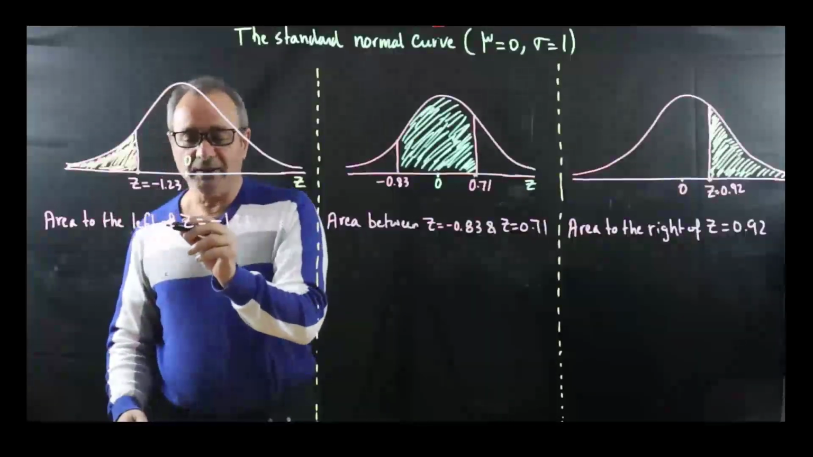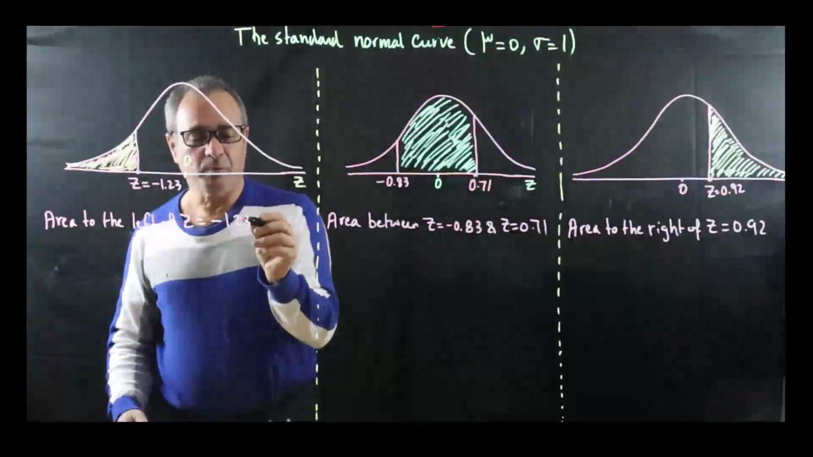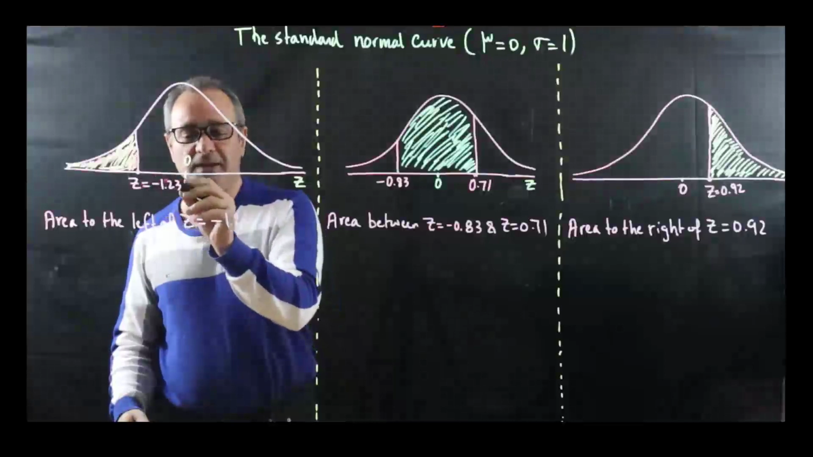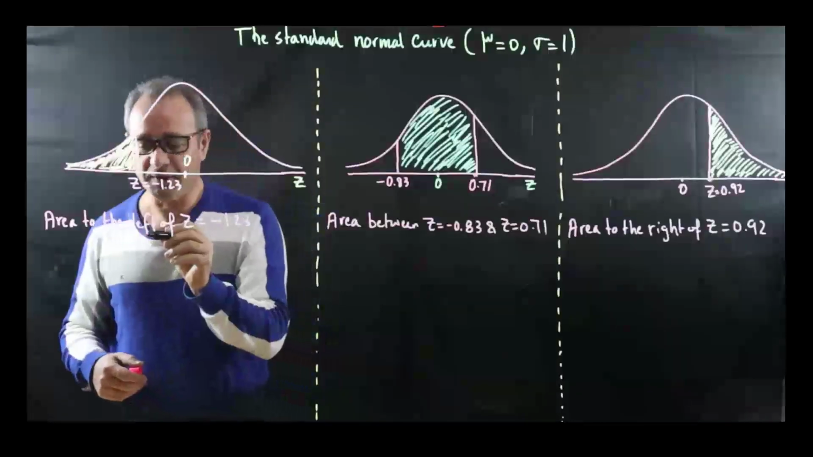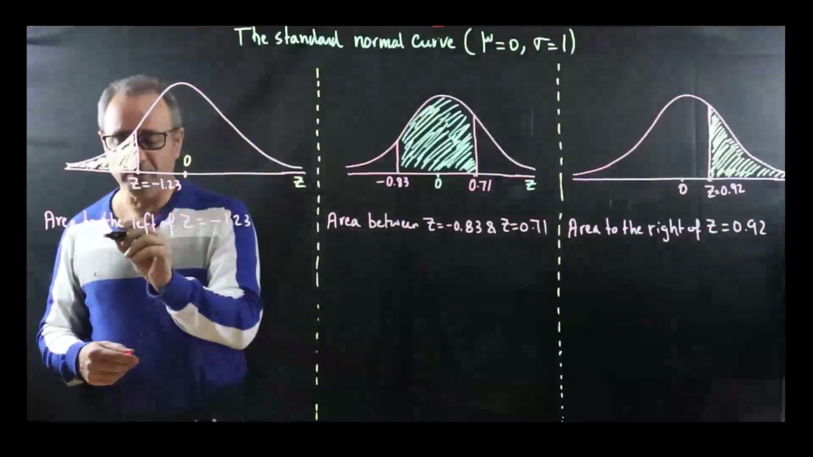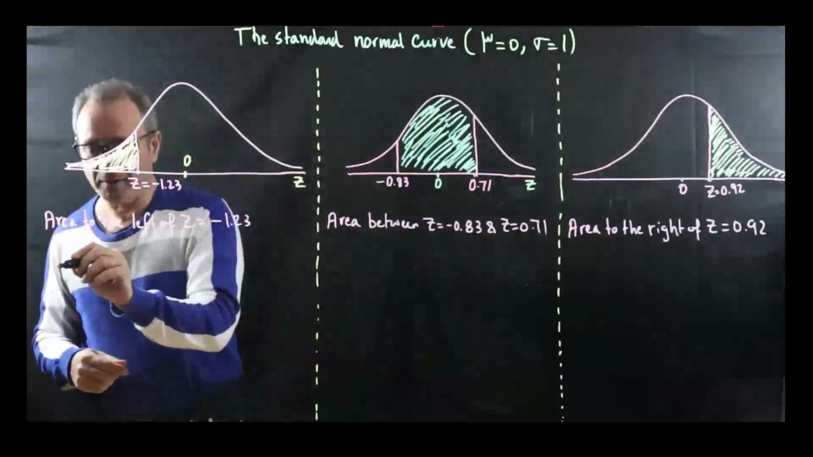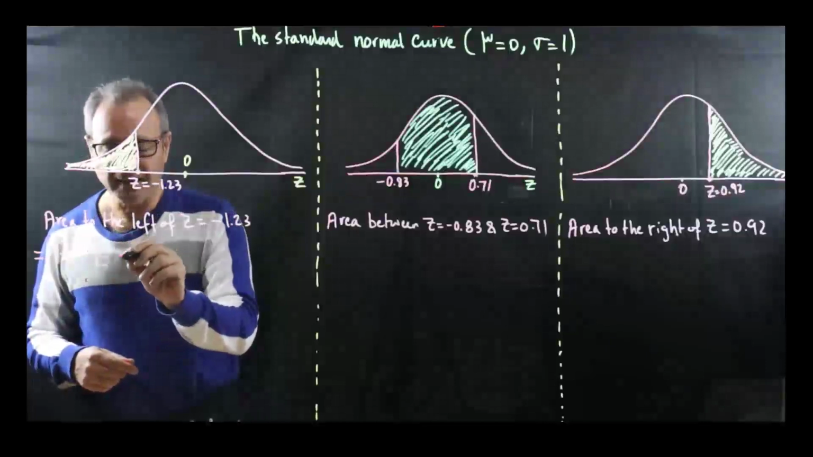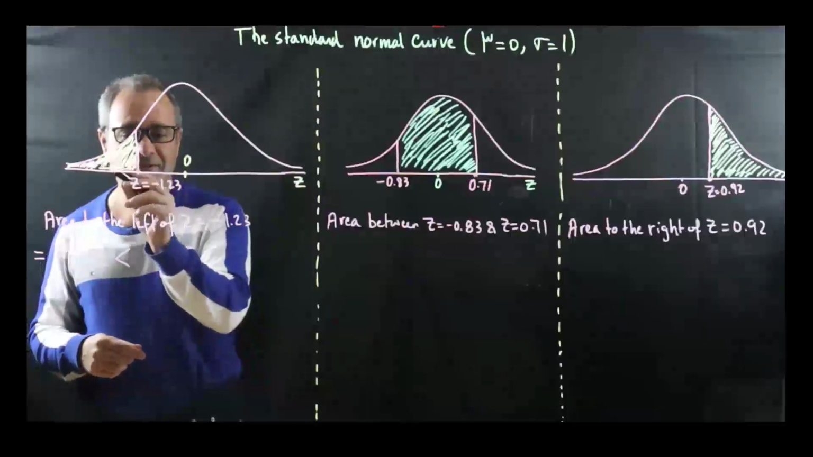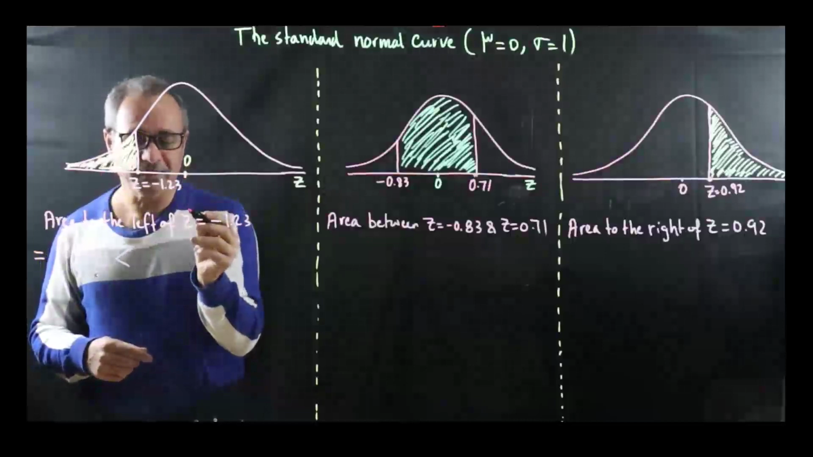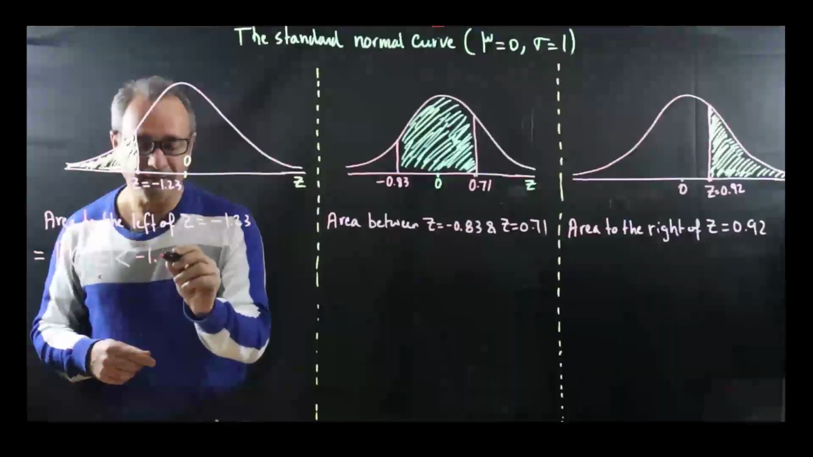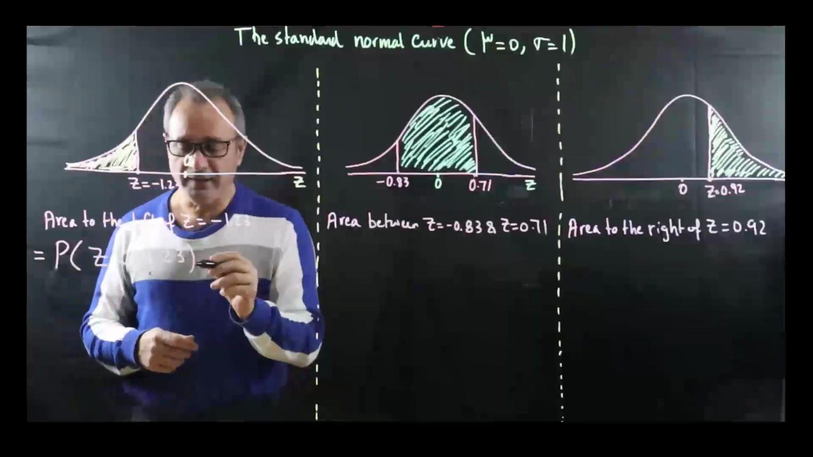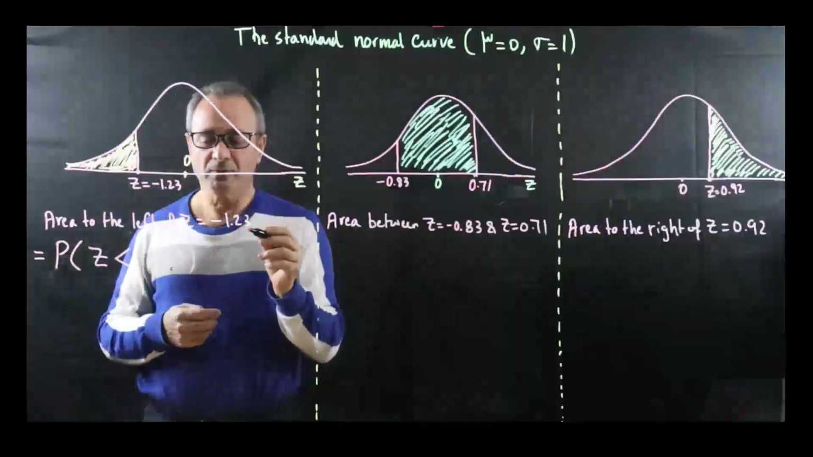Okay, area to the left of z equals negative 1.23. It's nothing but the probability of z being less than negative 1.23. So if you want to convert an area to a probability, you can write it as probability of z less than. If it is to the left of z, it's a less than. If it is to the right of z, it's a greater than. Now, in order to calculate the probability, you have two ways to do that.